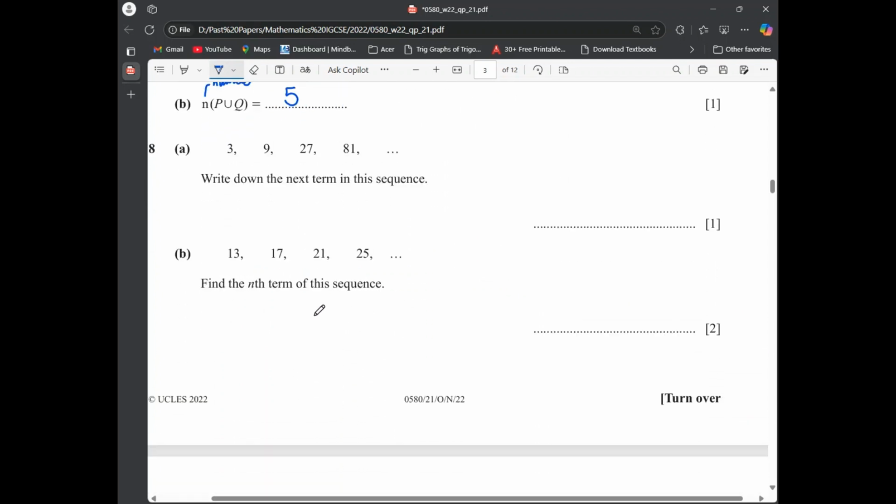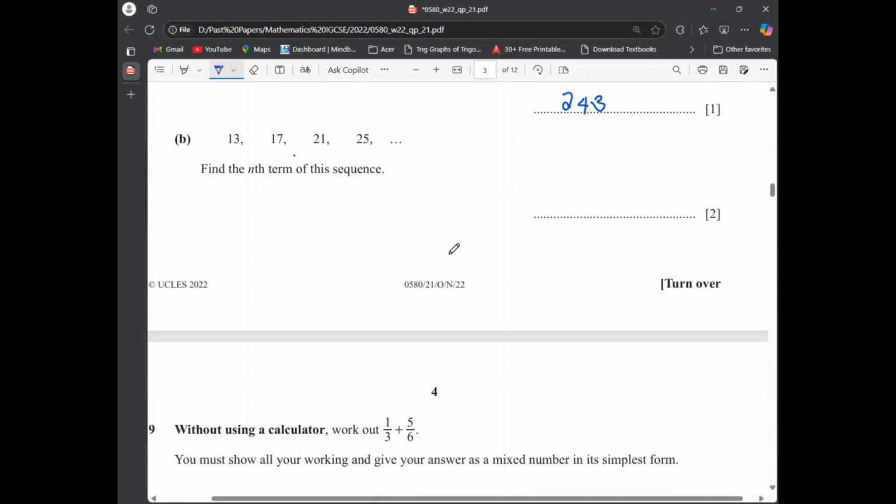Write down the next term in this sequence, right? Just looking at this, we can realize this is the same as 3 to the power 1, which is 3, 3 to the power 2, 3 to the power 3, 3 to the power of 4. So the next term in that sequence should be 3 to the power 5, which is equal to 243. Find the nth term in this sequence.